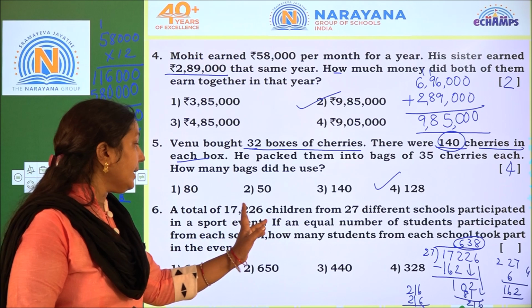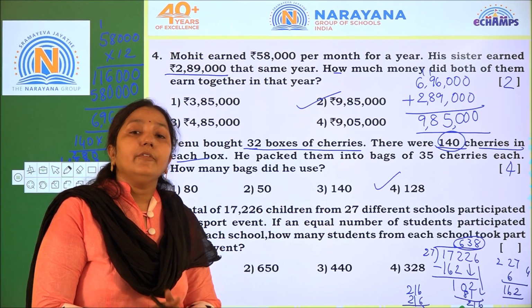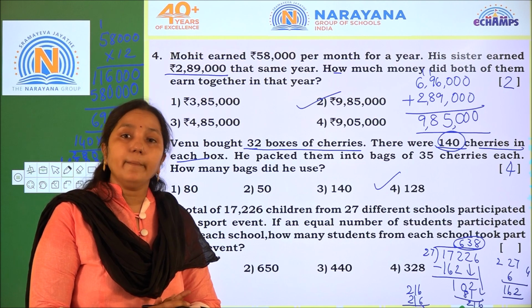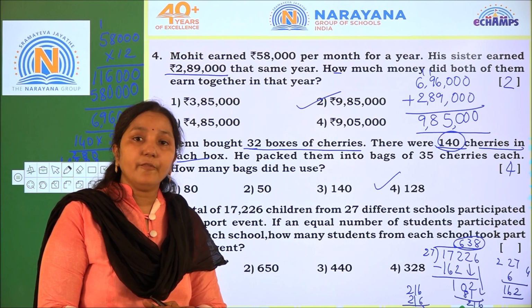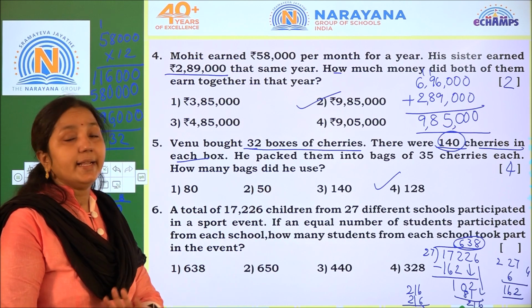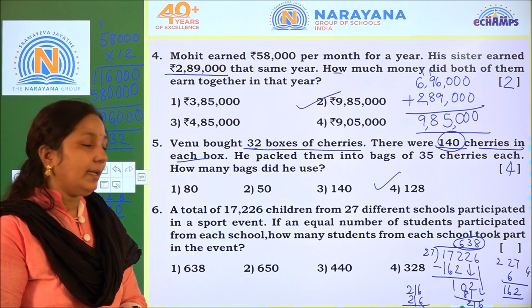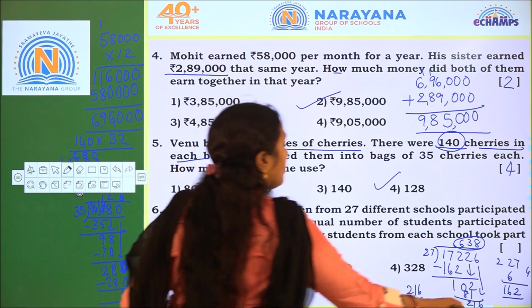638. So the total number of students we know. How many schools, we already know. So we can find the number of students from each school. So which operation will be done here? That is division. So the number of students who participated from each school is 638. Which is the correct option, children? Option 1.